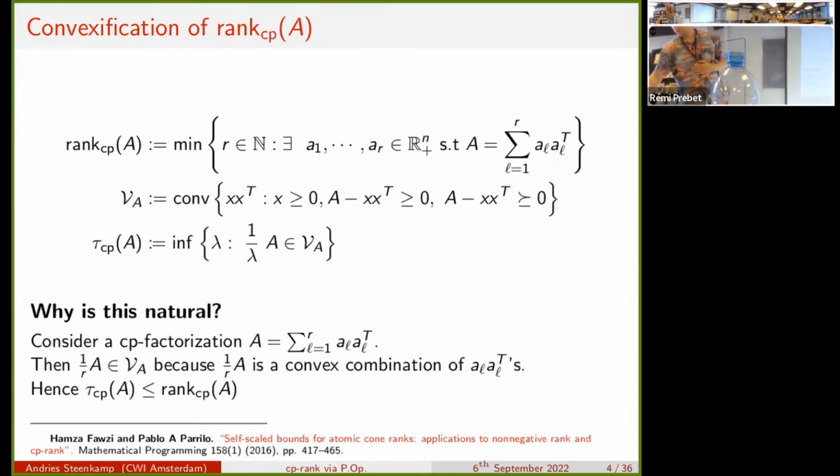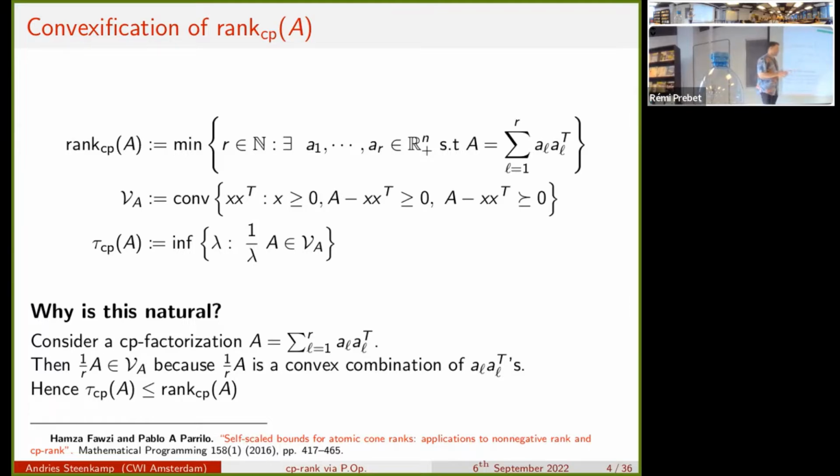So first choice, we're going to introduce this tau CP parameter. We'll start by defining this convex hull of rank 1 matrices with the property that they are entry-wise non-negative, entry-wise less than the entries of matrix A, and, as a whole, PSD less than matrix A. Then we define tau CP to be the smallest non-negative real number lambda such that 1 over lambda times A belongs to this convex hull.